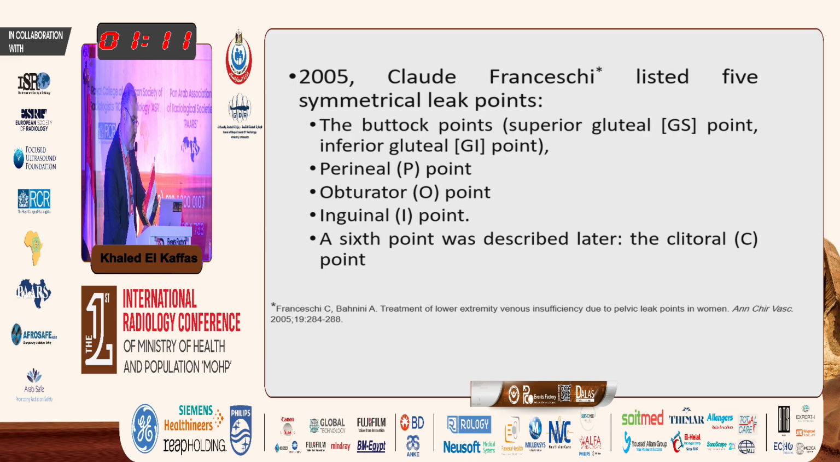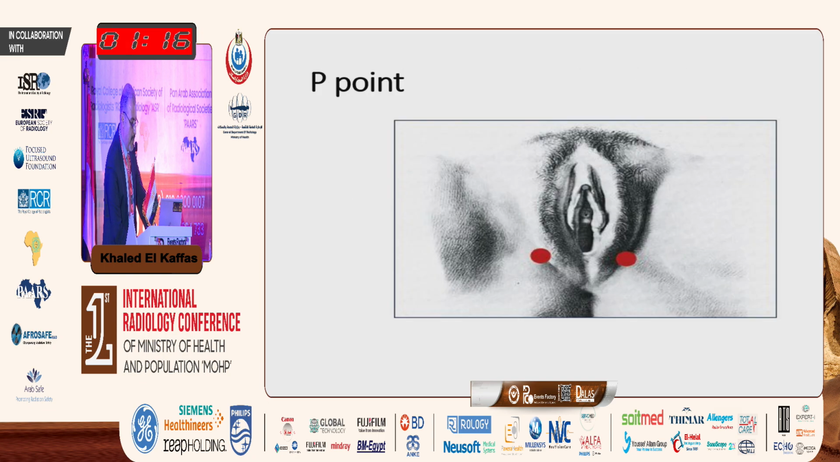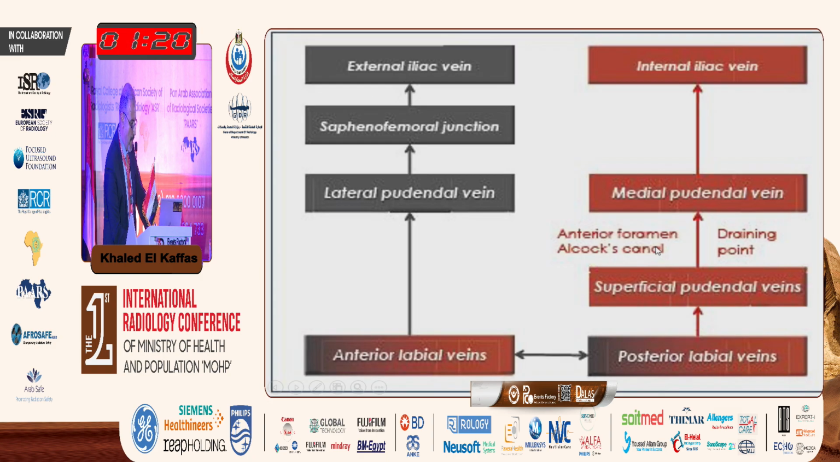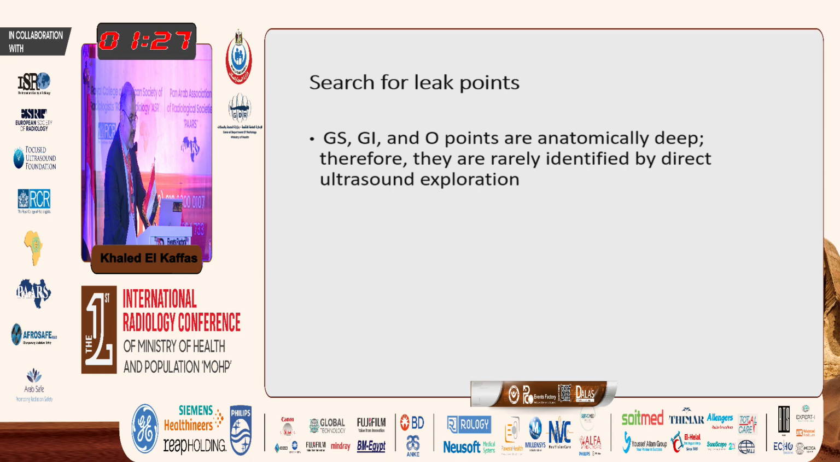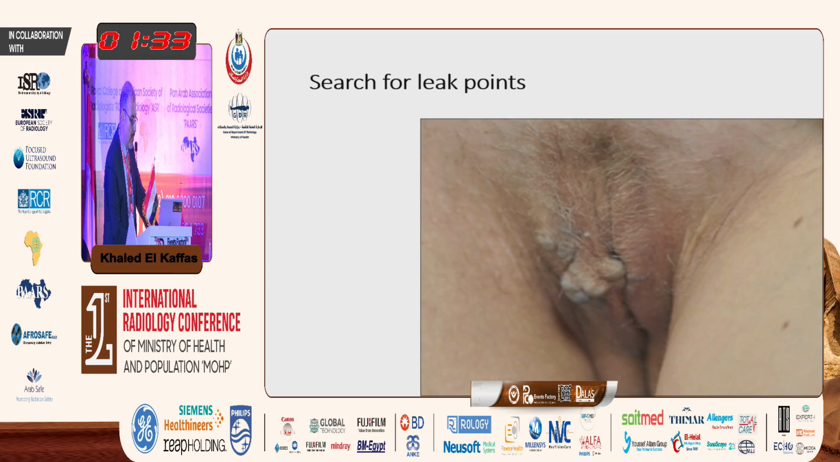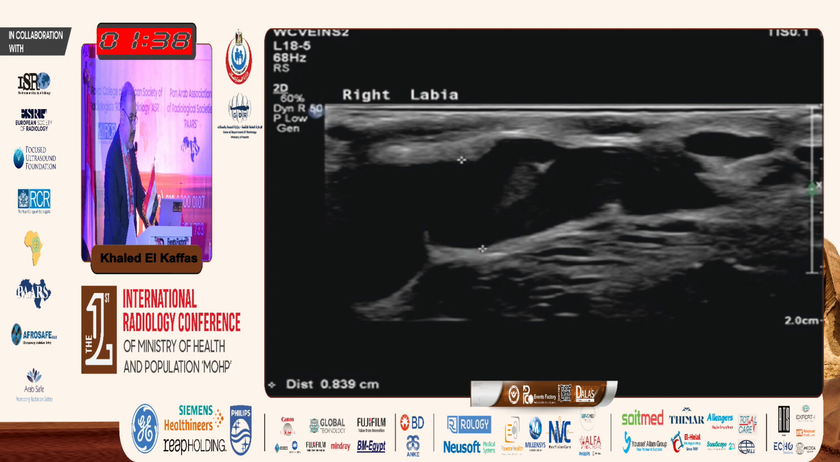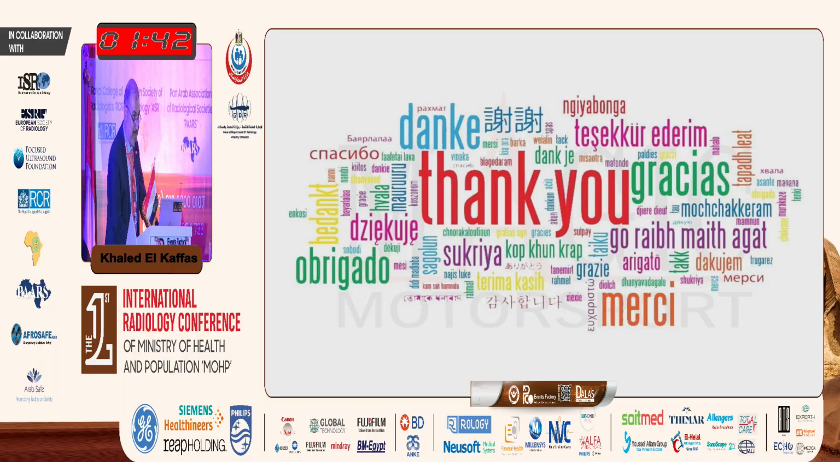A newly suggested point is the gluteal point, but it's very rare to find. Here is the location of the P point of communication, the leaking points. Here is the location of the inguinal point, I point. But identification by ultrasound of the gluteal and the obturator is very difficult. We only identify them by angiographic studies, not by duplex. Here is the appearance of valvular varices, and as you know, here is the ultrasound appearance of this. Thank you very much for your attention.